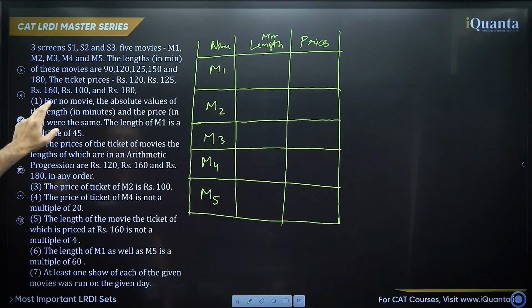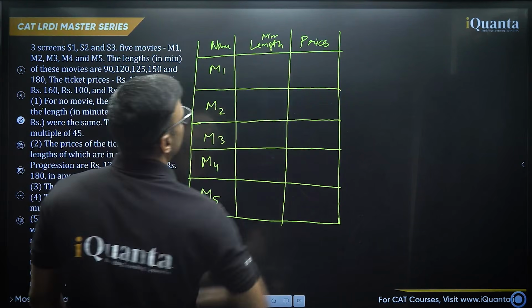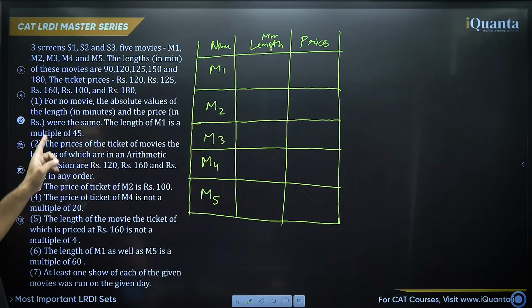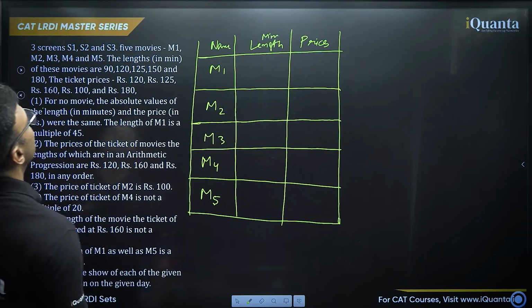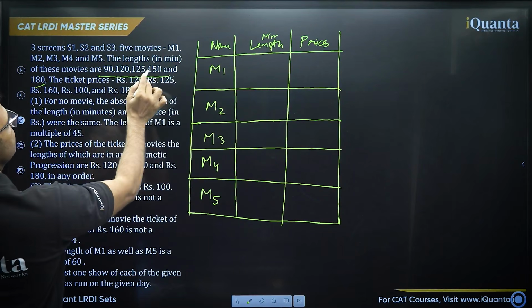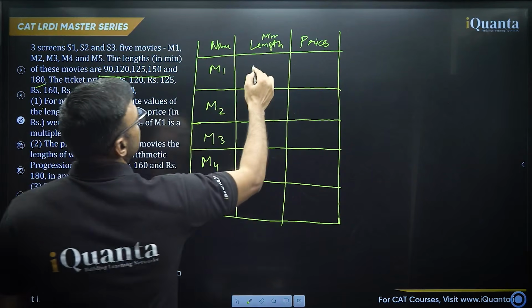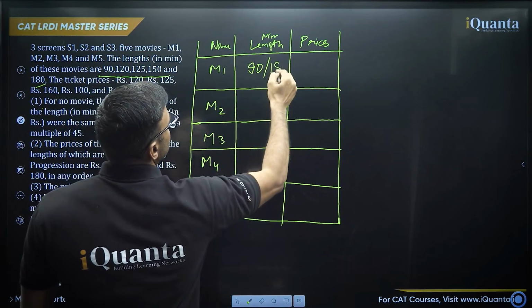Let's start from the first condition. For no movie, the absolute value of the length and the price were the same. Okay, so this value and this value in any row cannot be the same. The length of M1 is a multiple of 45. These are the lengths. Multiple of 45 is either 90 or 180. So 90 or 180.